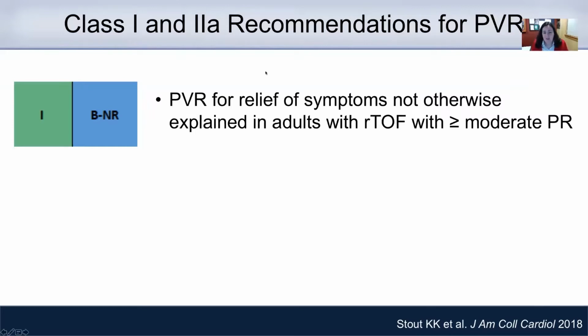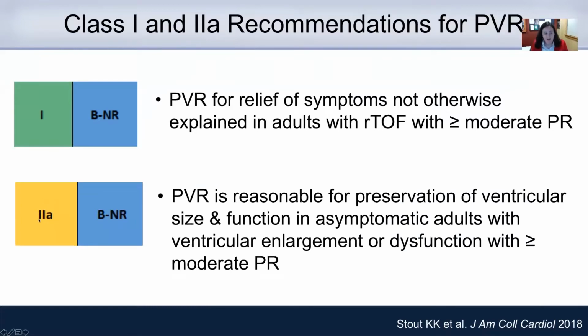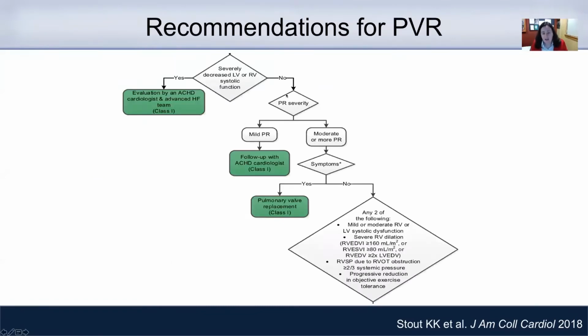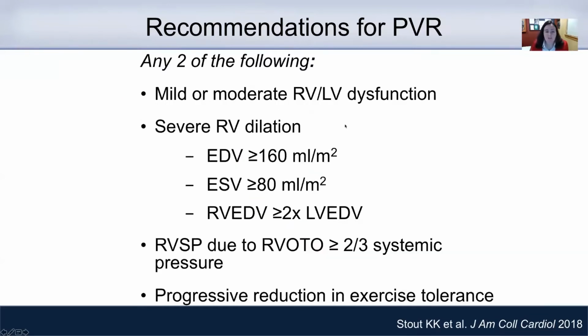However, many adults living with repaired tetralogy are not symptomatic, so there is now a 2A recommendation that pulmonary valve replacement is reasonable for preserving ventricular size and function in asymptomatic adults with ventricular enlargement or dysfunction if they have at least moderate pulmonary regurgitation. The guidelines go on to present this algorithm here, by pulmonary regurgitation severity. Again, with symptoms, you would operate. Otherwise, you need at least 2 of the following criteria, and here they are.